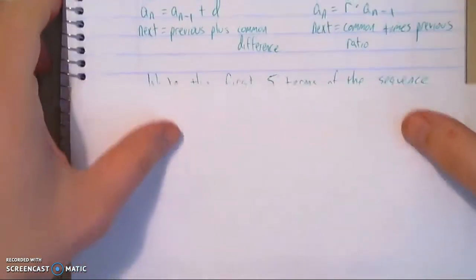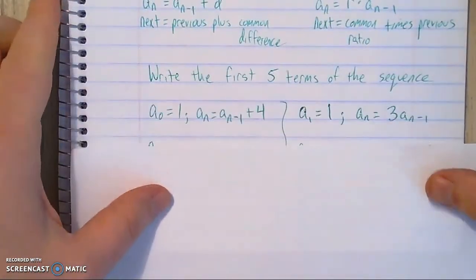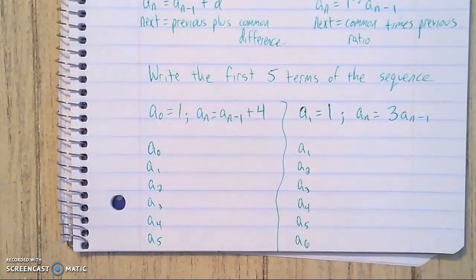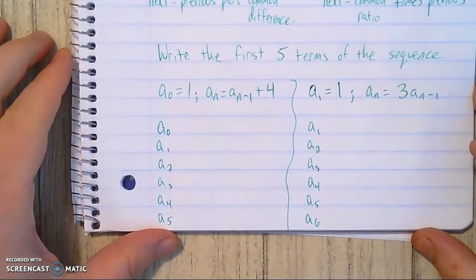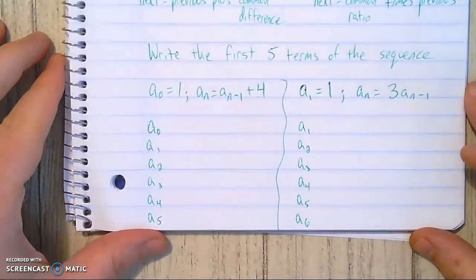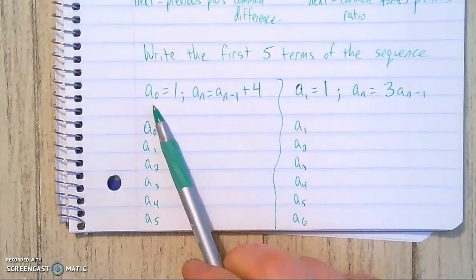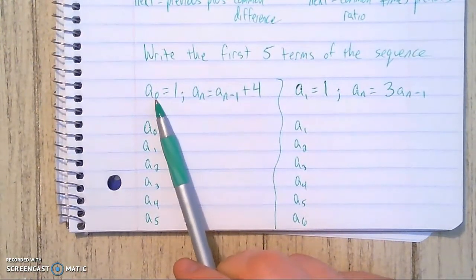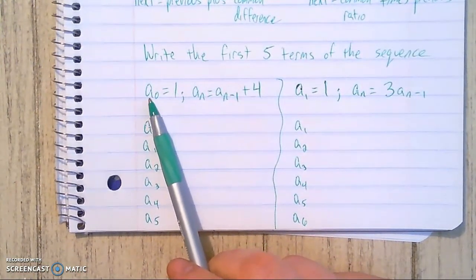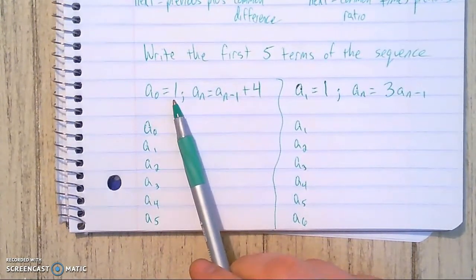Let's go ahead and try a couple examples to wrap this up. We're going to work on 2 different problems. Write the first 5 terms of the sequence, and we'll start with the one written on the left here. You see this one starts with a sub 0 equals 1. A recursive rule is always going to have to tell you where to start.